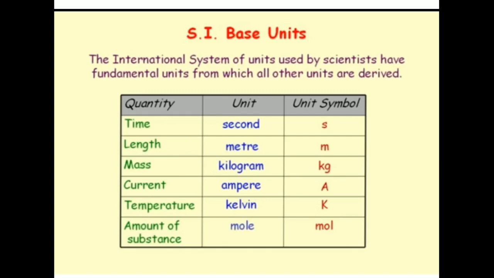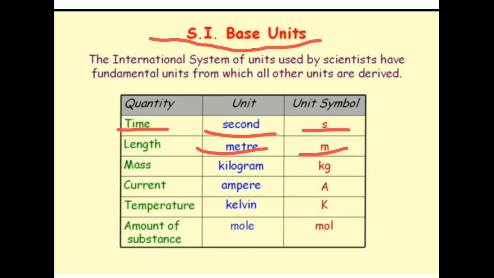First one is time. Time is a basic unit and the symbol is s and the unit is second. Length. Length is measured in meter, and its symbol is small m. This is the SI unit. Length can be measured in centimeter, meter, kilometer, etc. But the SI unit is meter.